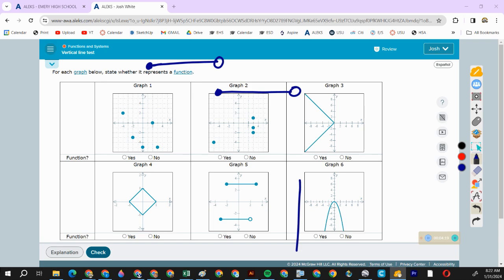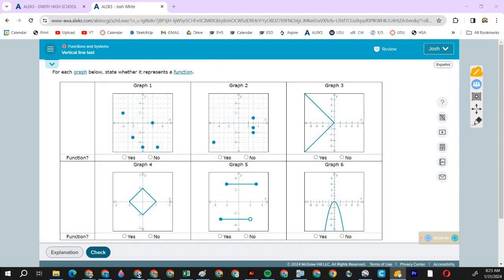Well, the only place we really need to worry is right here. Do I hit the graph twice? No, because the top one is an open circle, so the top one's not really there. But the bottom one is a closed circle. Do you see that? What if I filled this in? Now it fails the vertical line test and it's not a function.